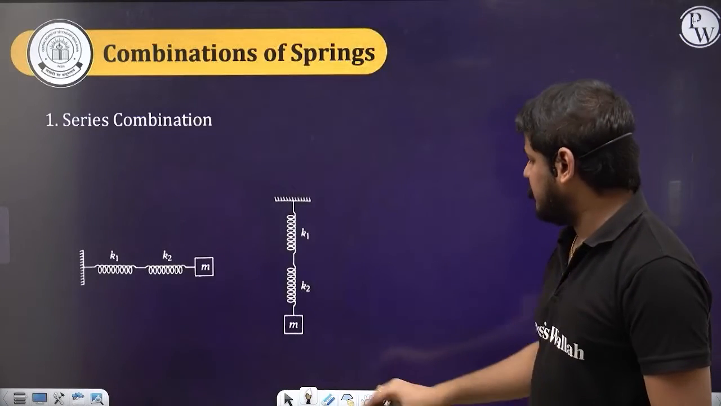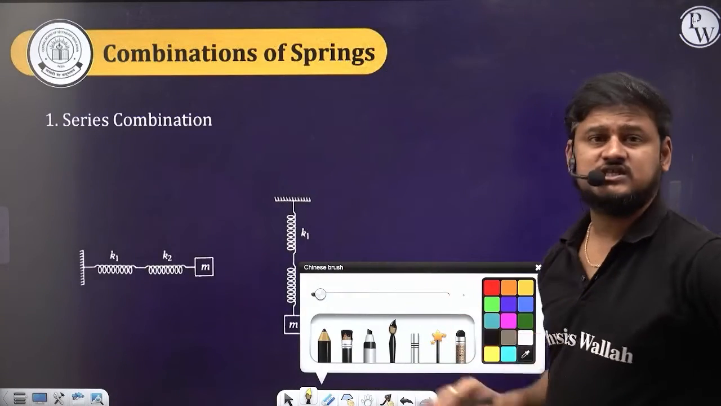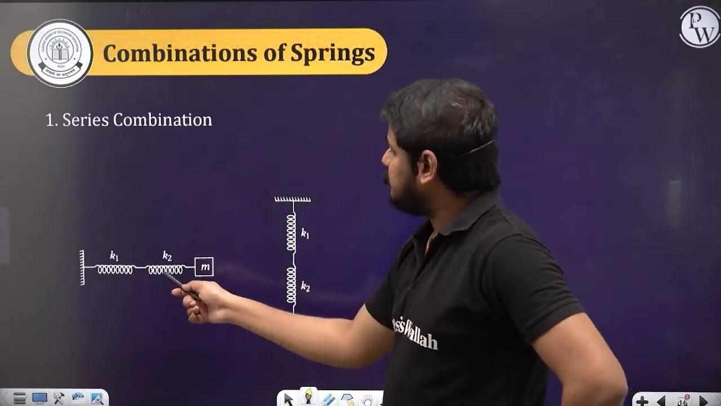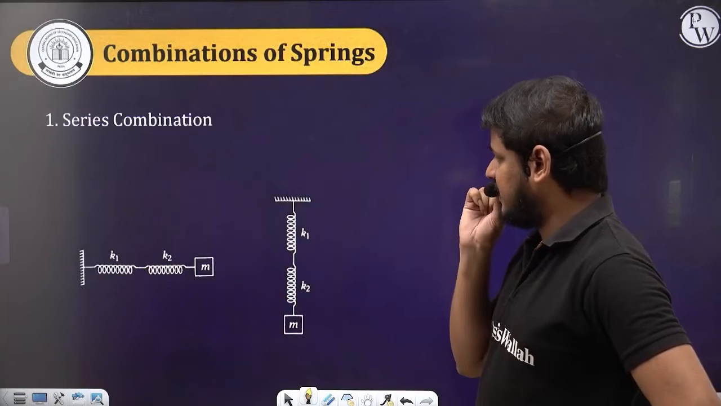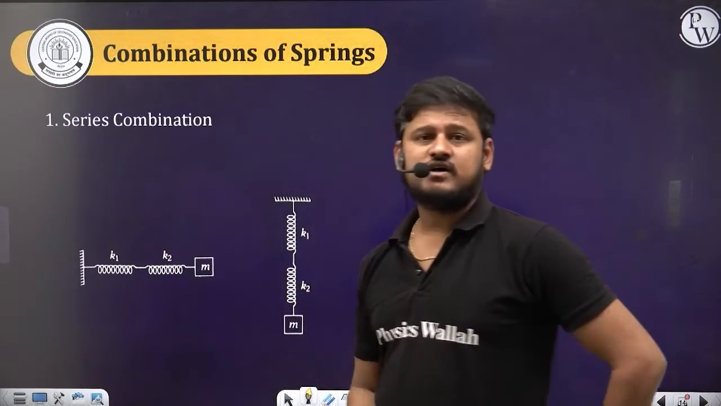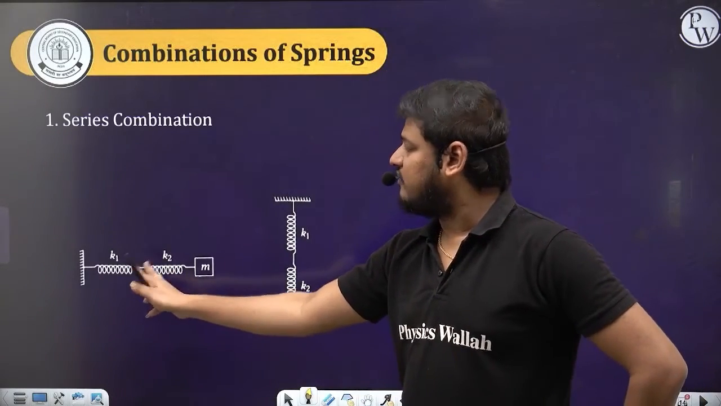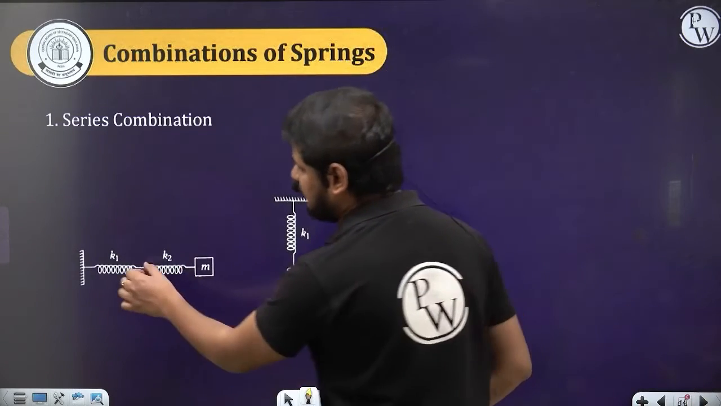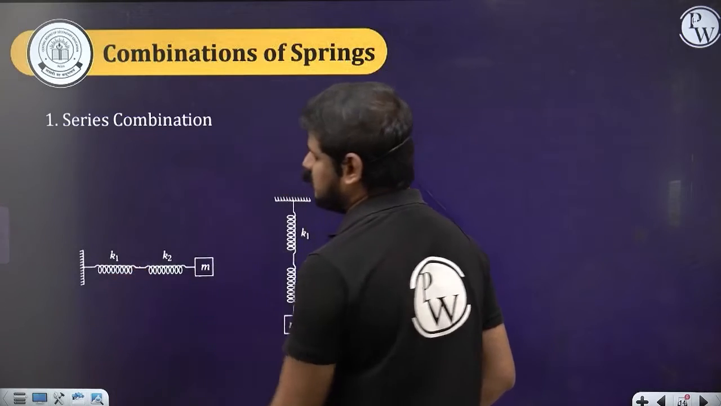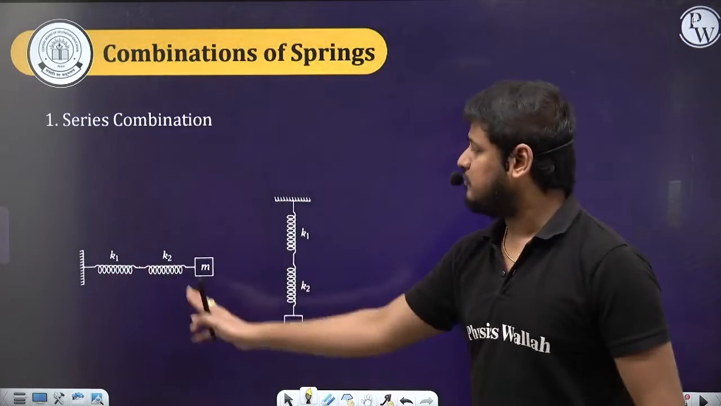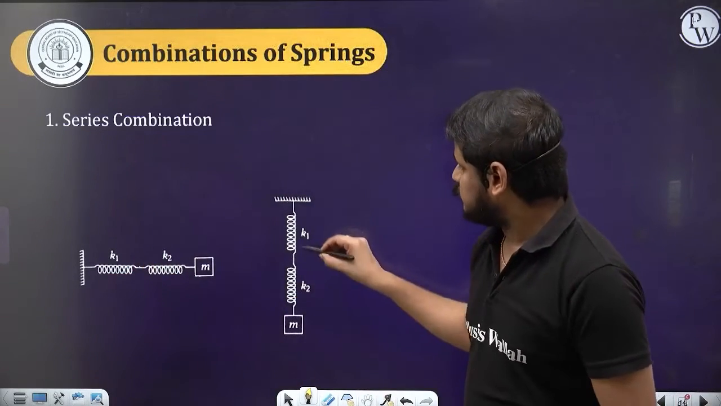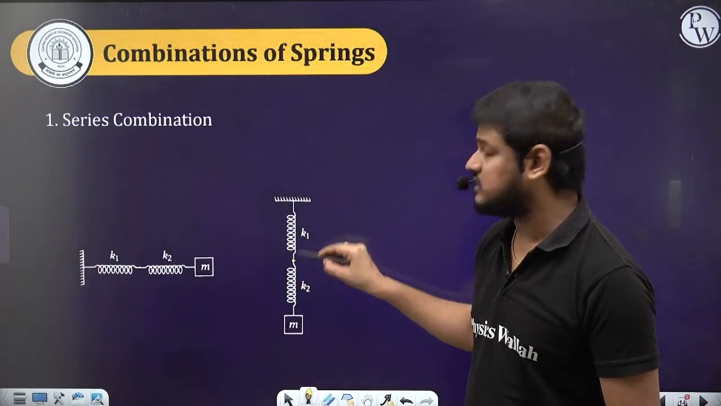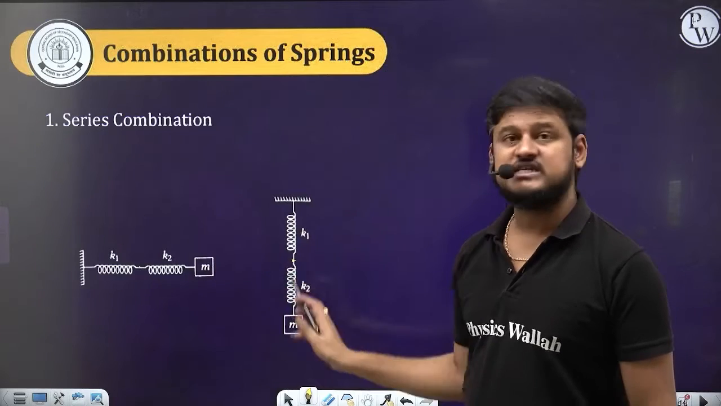So now the combination of springs. We already learned this in NLM. This combination is said to be the series combination of springs, where one end of two springs is connected one to the other. The end of the first spring and the start of the second spring are both connected at a common point. So here also you can see that one spring's end and the other spring's start are connected. This is said to be the series connection.